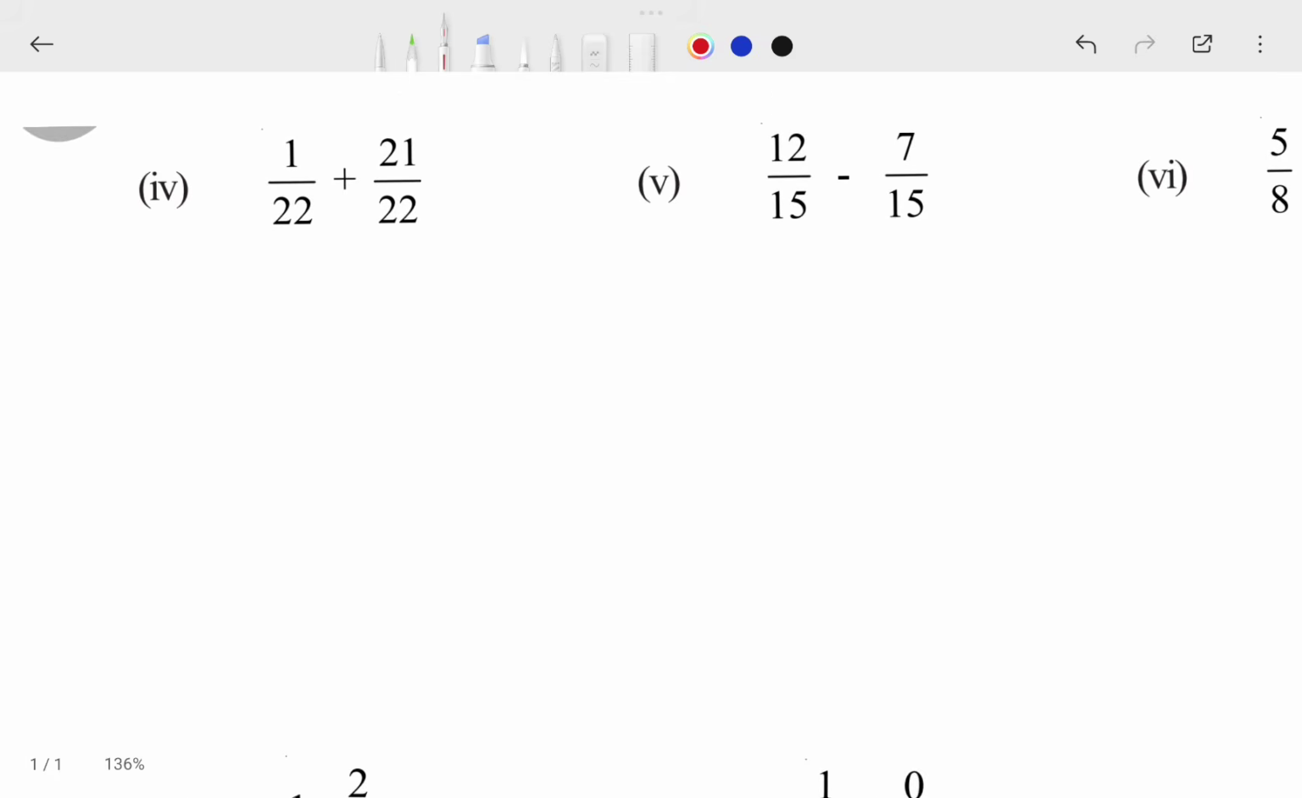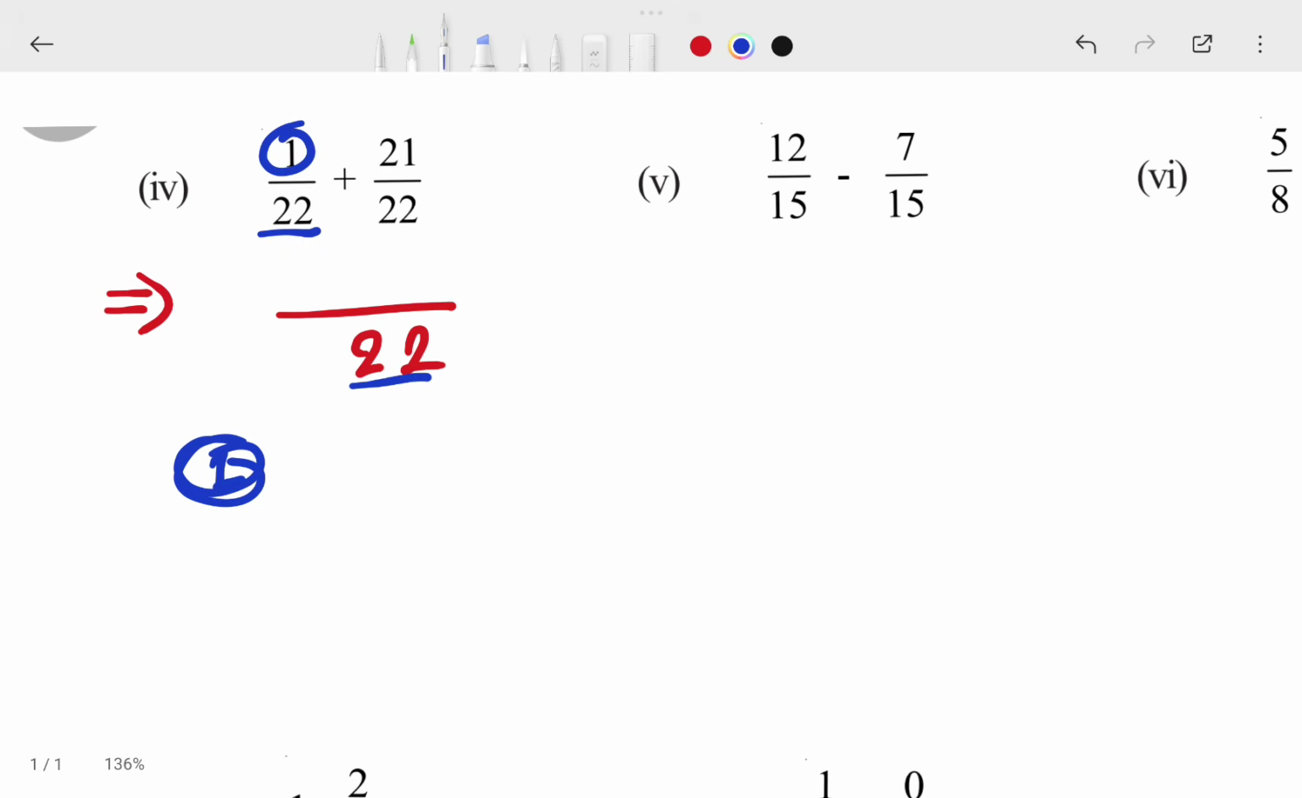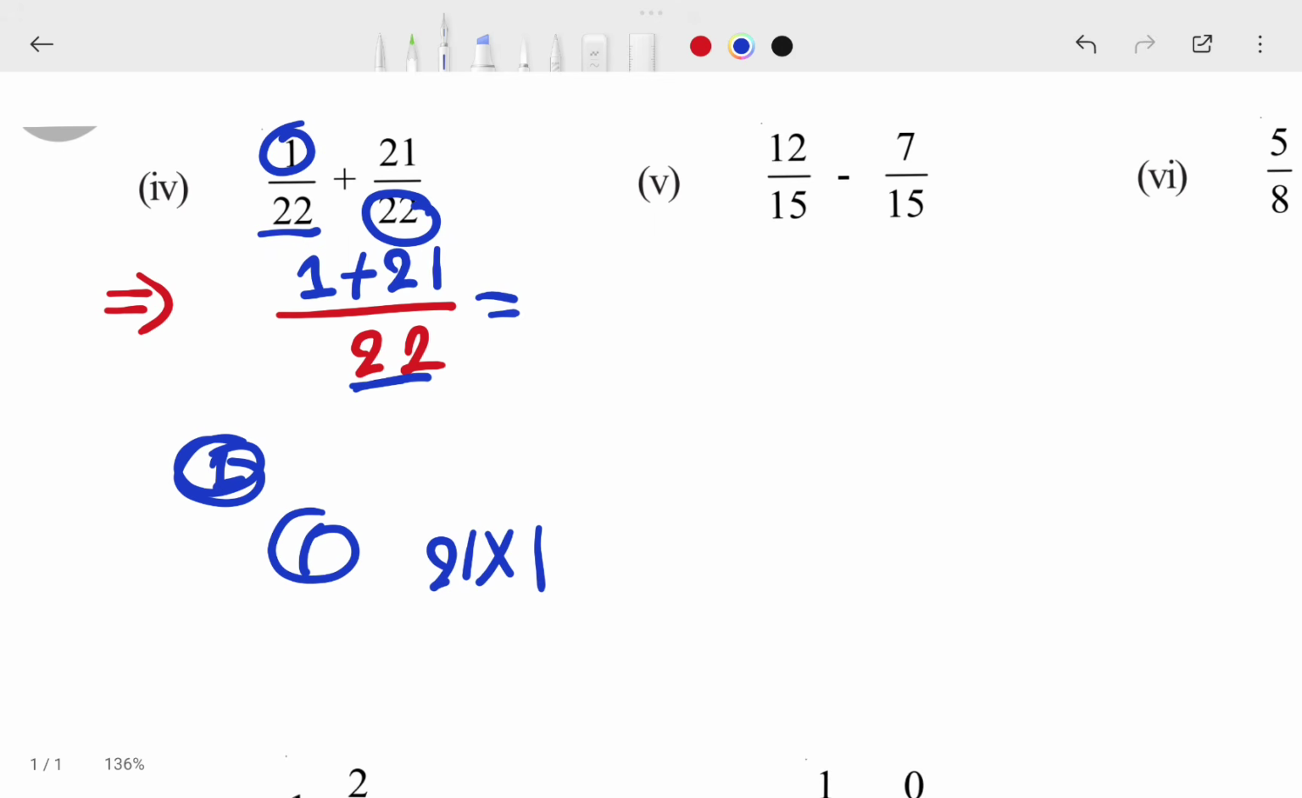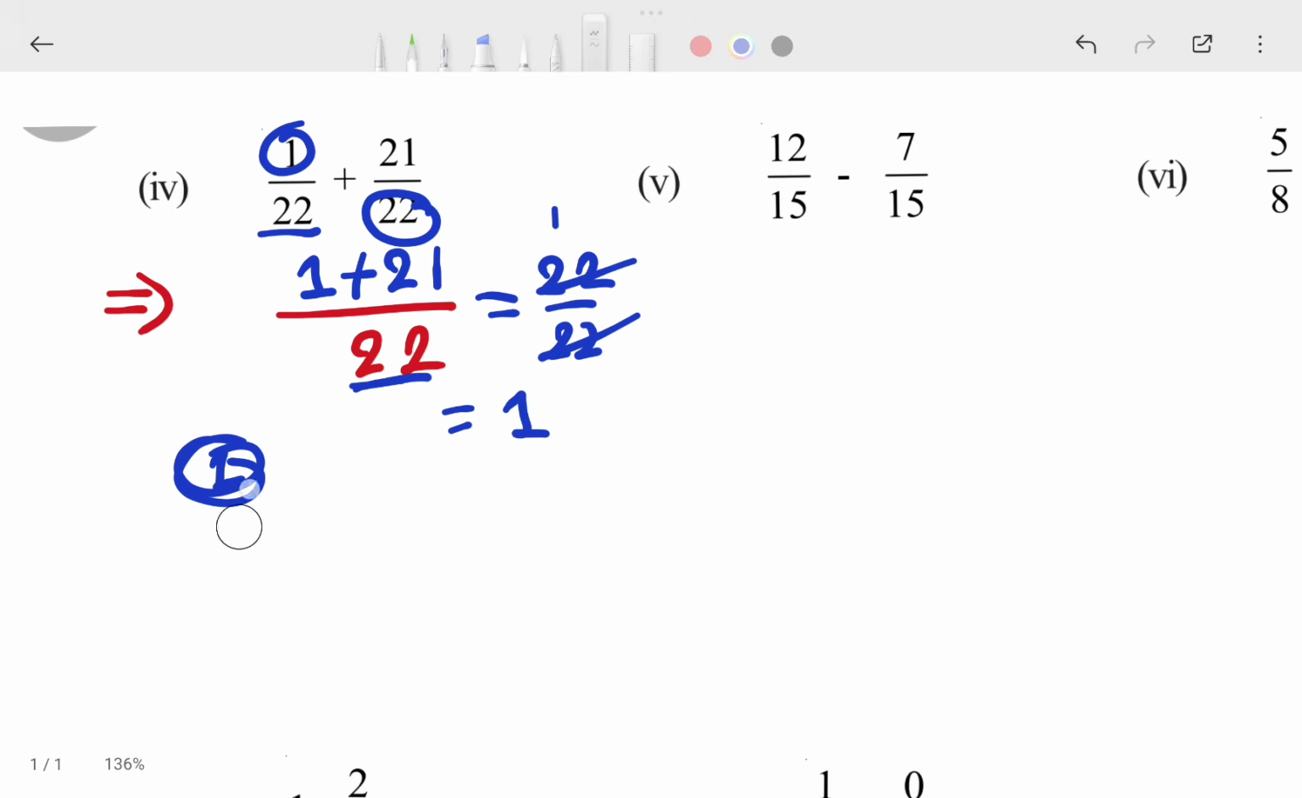Now here we are going to do it like that. 22. Okay, take the LCM, the LCM is the same, 22, because both numbers are the same. So in the 22 table, 22 is how many times? One time only. So 1 into 1, what is it? It is going to be 1 only. Plus, in the 22 table, 22 is how many times? One time only. So multiply 21 into 1. It is going to be 21 only. So what is the answer? The answer is 21 by 22. 21 ones are 21. So the answer is 1. Okay, the answer is 1.